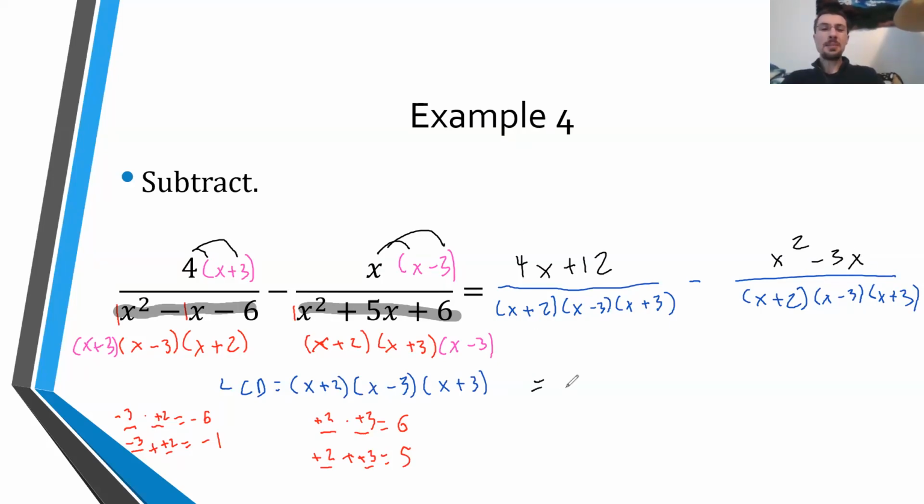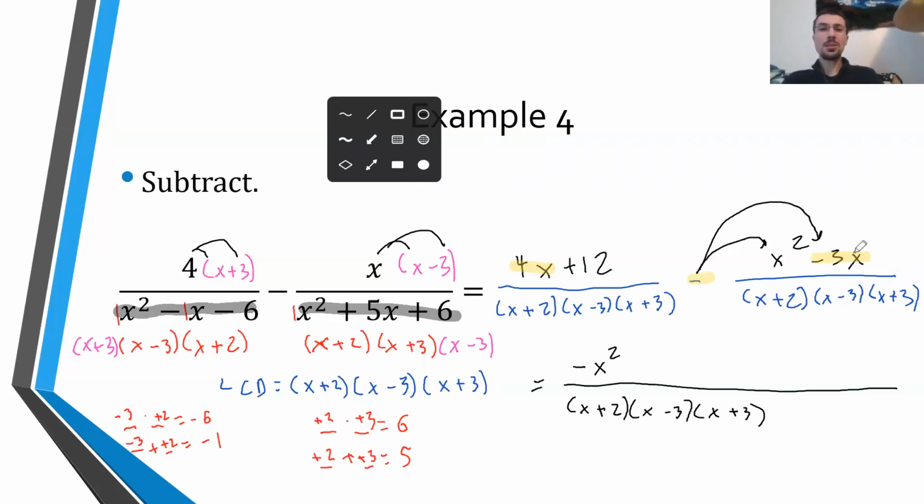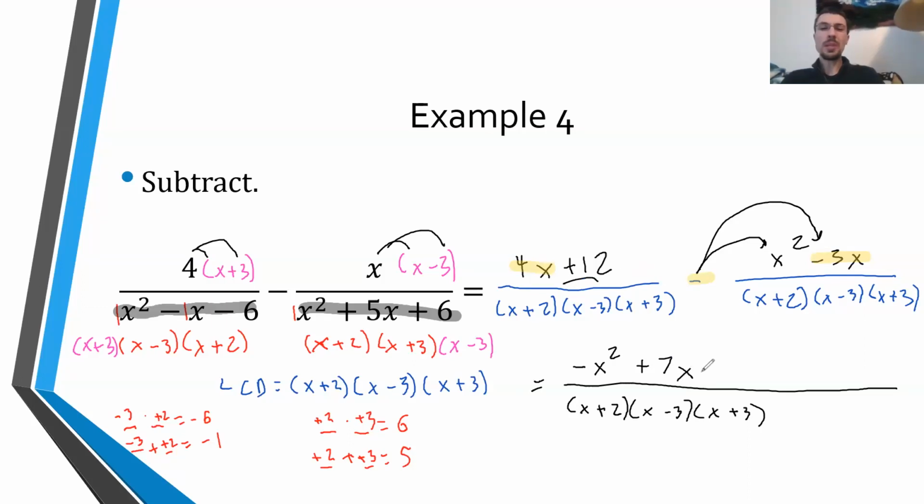Now that you have common denominators, we can combine these into one fraction with that common denominator. When you subtract, remember to distribute the negative to both terms of the second fraction. So we really have a negative x squared to begin with. And when we combine a 4x minus a negative 3x, that's really 4x plus 3x, which is a plus 7x. Then we have a plus 12.